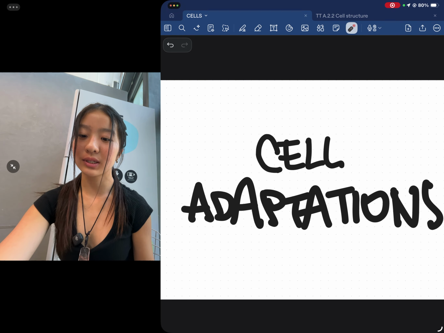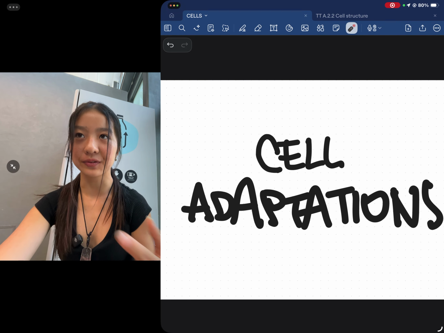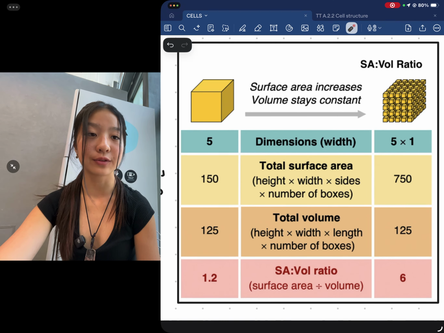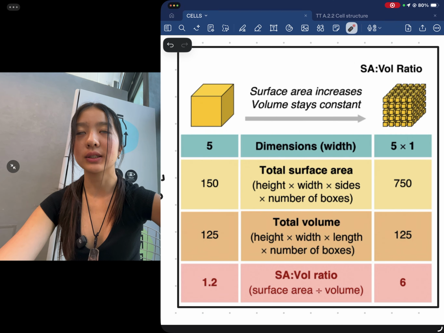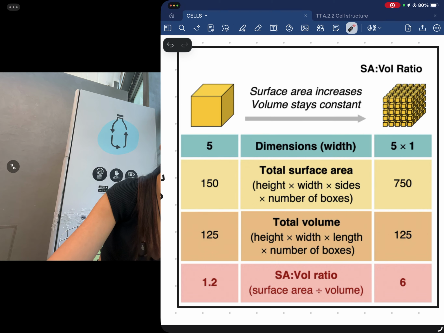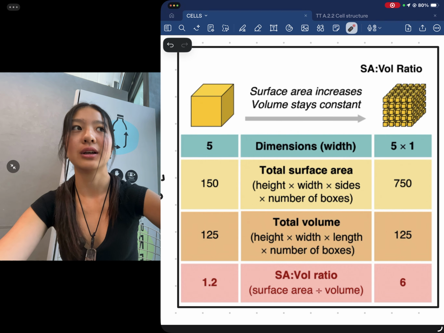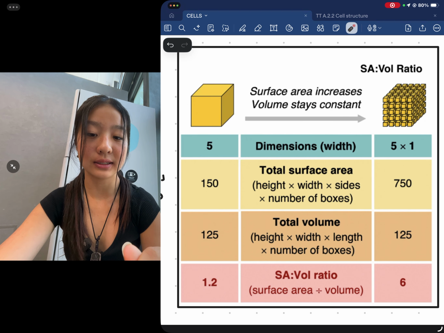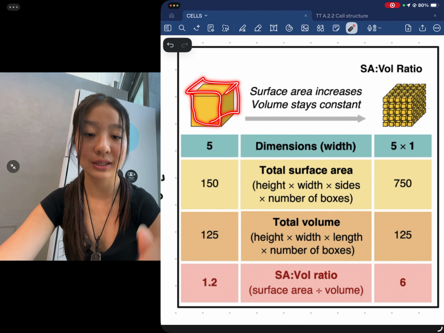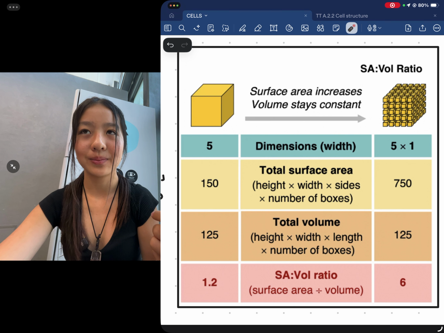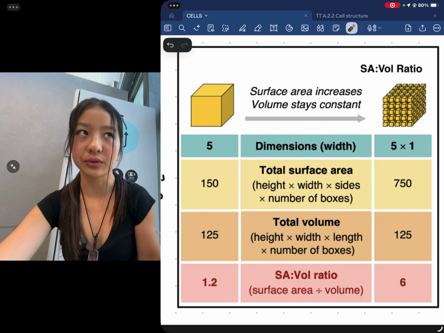Okay, we're going to continue with cell specialization and focus on specific cell adaptations. So to start off with, the concept of surface area to volume ratio is really just dictating how efficient a cell is at transporting materials in and out of the cell. Because if we picture a cell as a square and the cell grows bigger and its volume increases, the surface area will not be enough to provide efficient exchange of materials for the amount of volume.